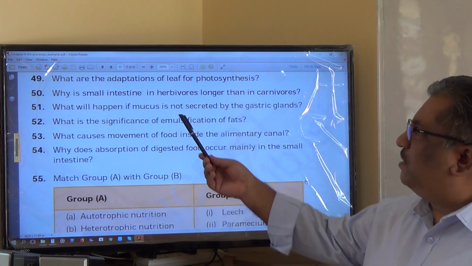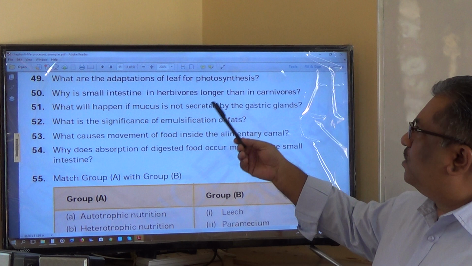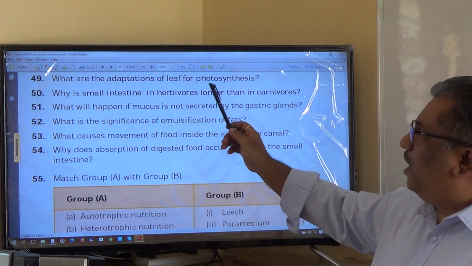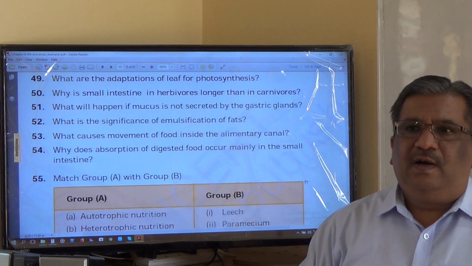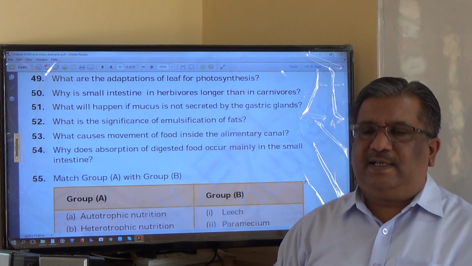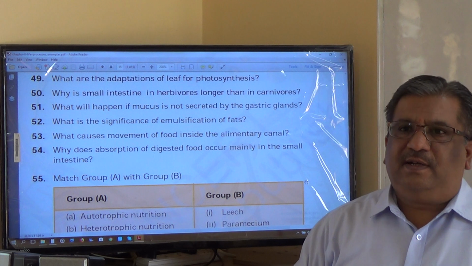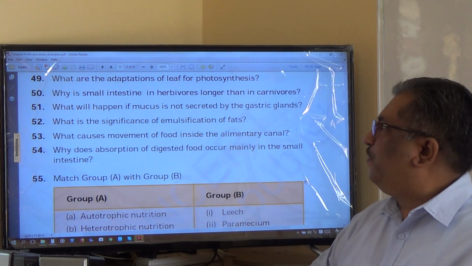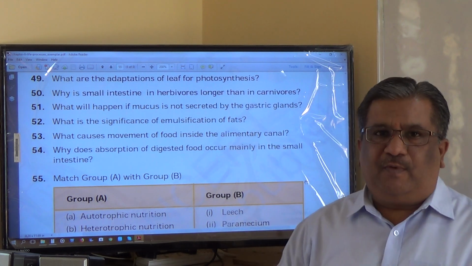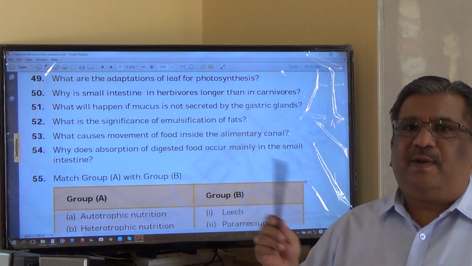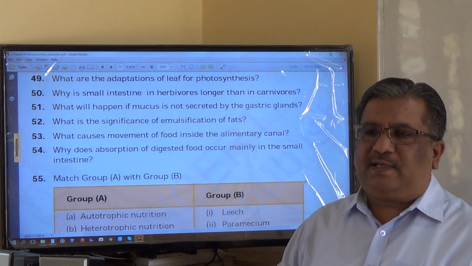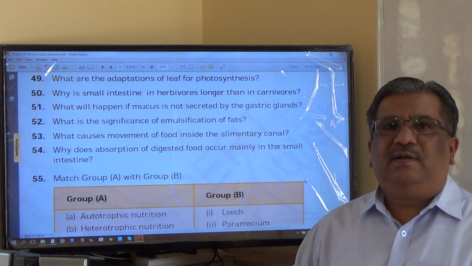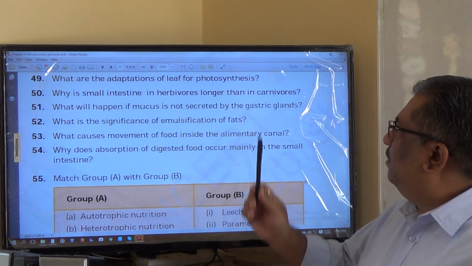Why is the small intestine in herbivores longer than in carnivores? Herbivores depend for their food on grass, which contains cellulose, a complex substance which is difficult to digest. For the complete digestion, the intestine needs to be longer. Carnivores are the meat eaters. Meat is easily digestible, and hence they require a shorter intestine.